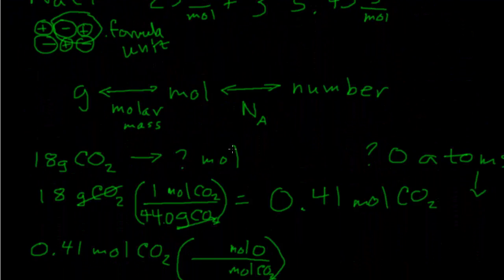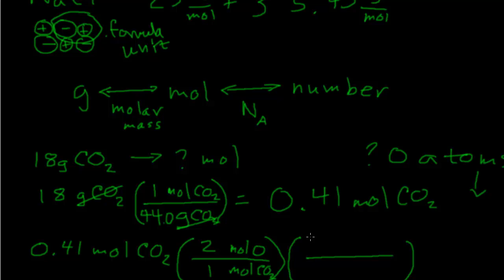So I'm going to scroll back down here. Here we go: 2 moles of oxygen atoms for every 1 mole of carbon dioxide. So I'm going to take this 0.41 and multiply by 2. Why? Because I have 2 oxygen atoms in every one of these. Now I need one more conversion factor because I want to get the actual number of atoms. So here's my next conversion factor, and the actual number of atoms, that's Avogadro's number.